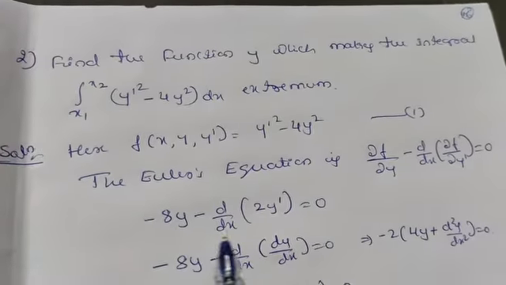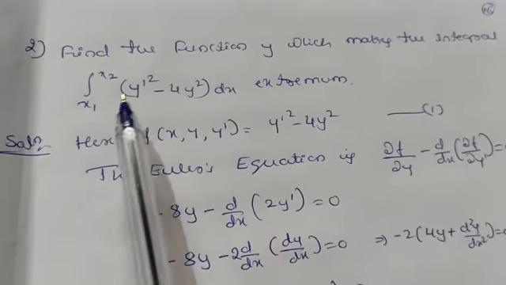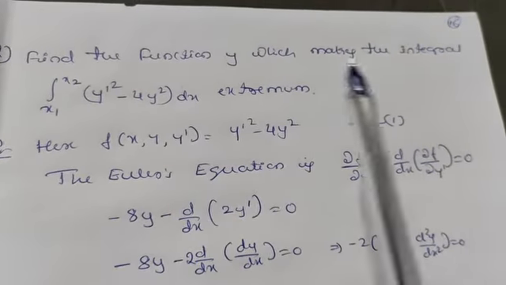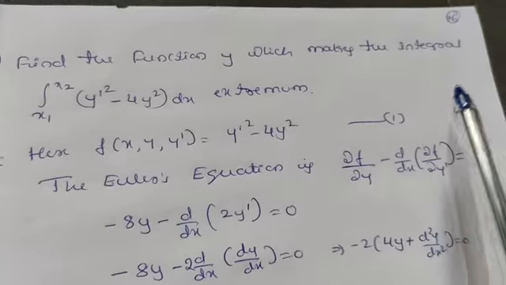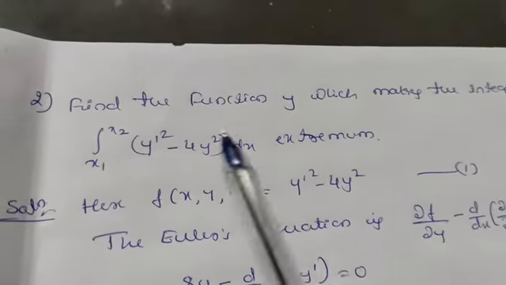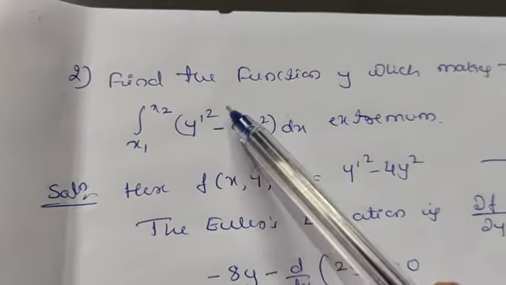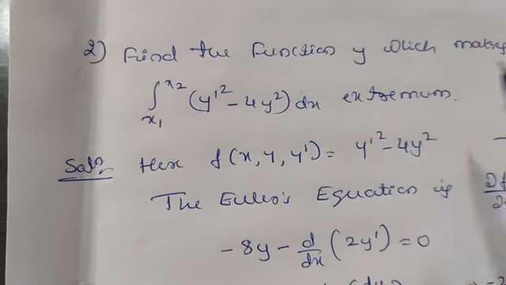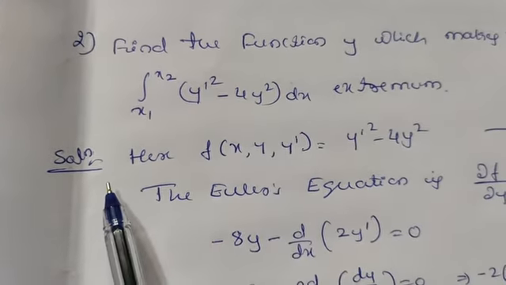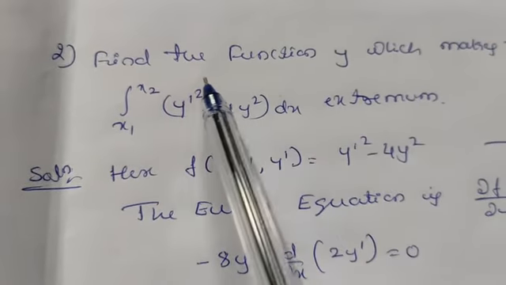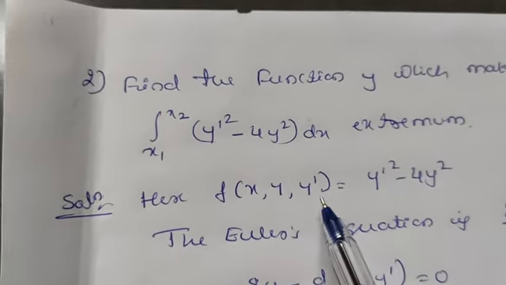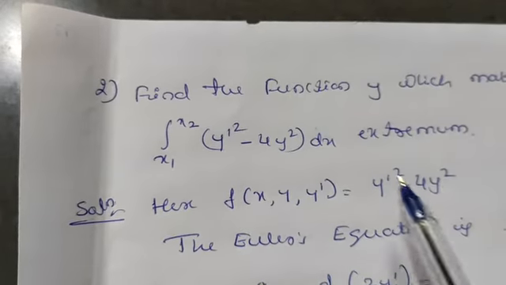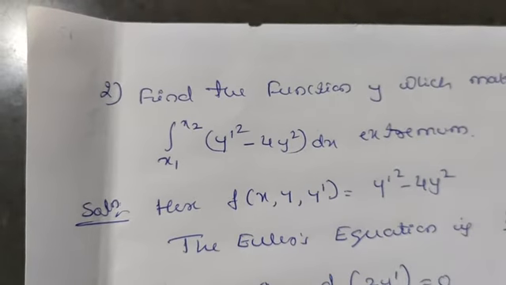Let us take one more example. Find the function y which makes the integration from x1 to x2 of y dash whole square minus 4y square into dx extremum. So again here let us take the solution. Here this is the function f of x, y, y dash is equals to y dash whole square minus 4y square.